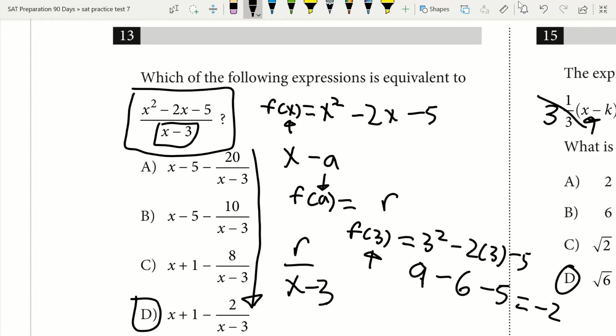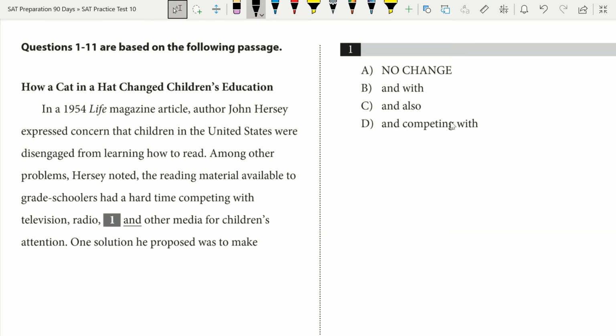So keep in mind that that's for when you call your numerator f of x, and then your denominator has to be x minus a, and then a is the value that you're going to plug in for your x in that f of x to solve for your remainder. And that'll get you your remainder, but keep in mind you have to put your remainder then over your denominator, which in this case was x minus 3. So hopefully that was helpful.